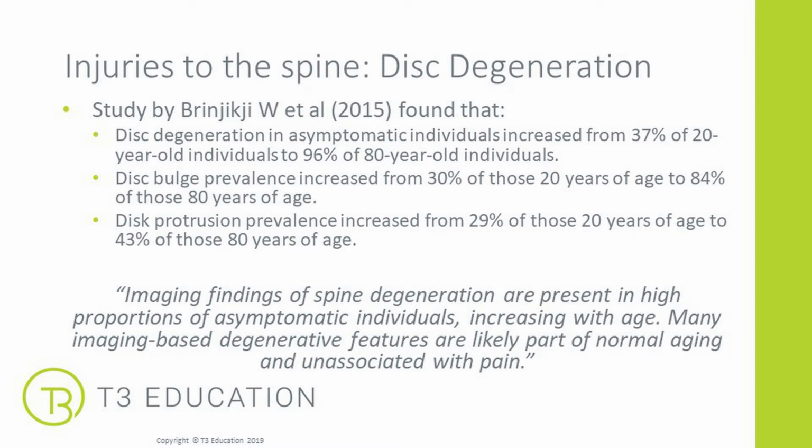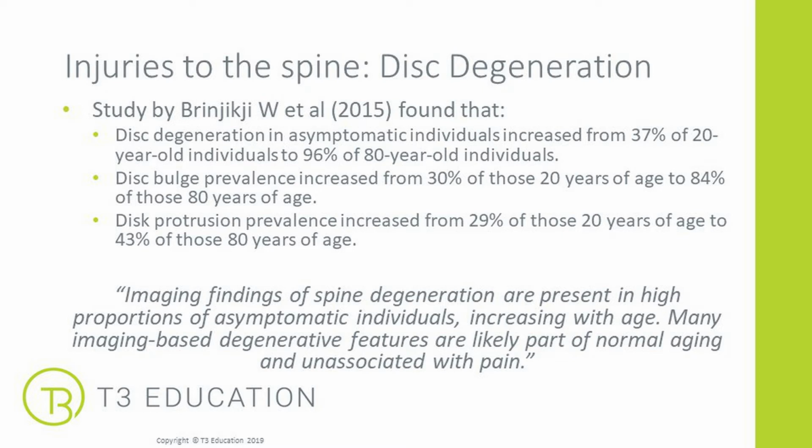This is a really interesting study on disc degeneration. This study was created in 2015, and what they found was that disc degeneration in asymptomatic individuals, so people that weren't experiencing any symptoms, increased from 37% in 20-year-olds to 96% of 80-year-old individuals. So as time went on, that disc degeneration increased as we aged, which we know is what happens as our body ages. The disc bulge prevalence also increased from 30% at around 20 years of age up to 84% of those that are 80 years of age.